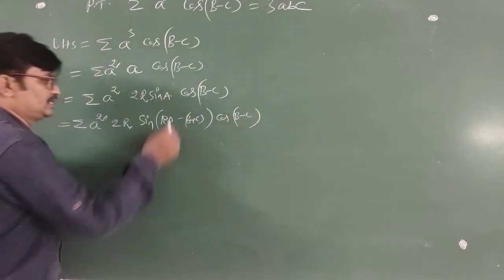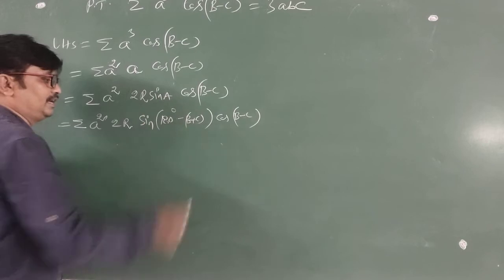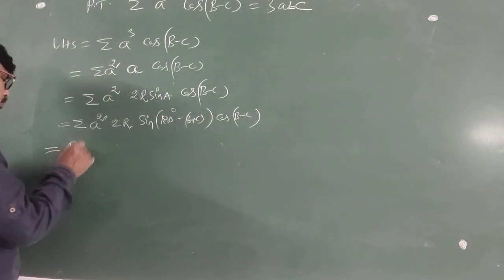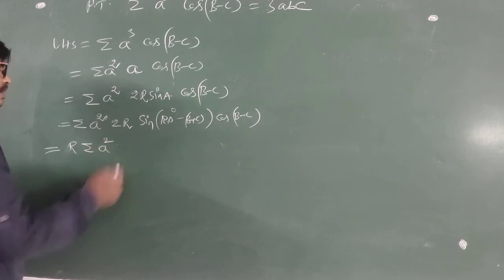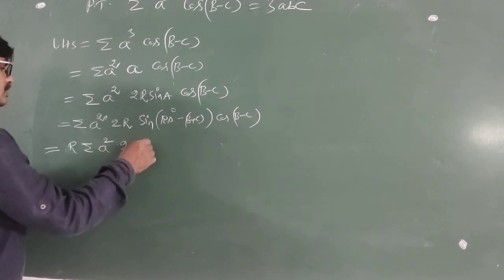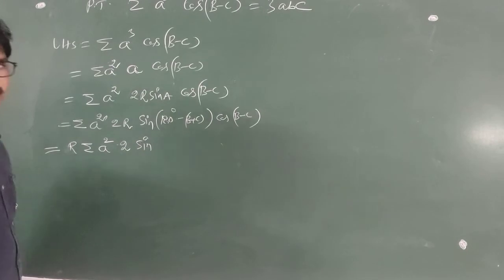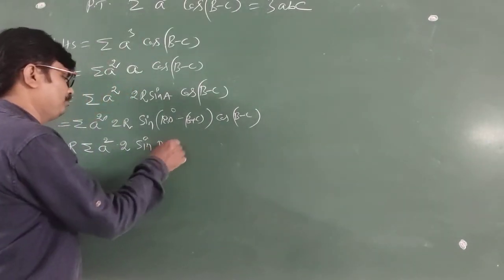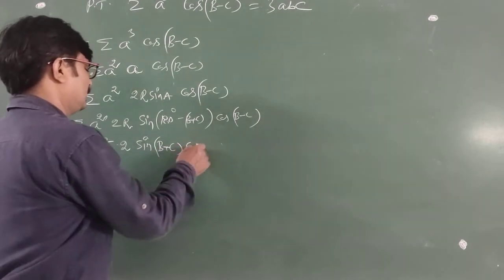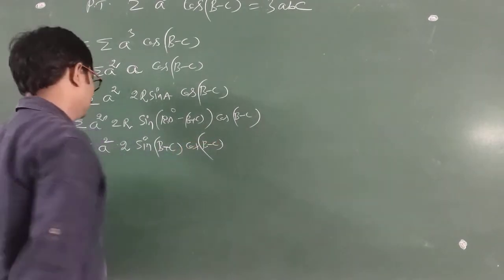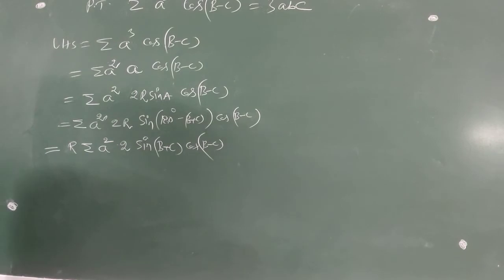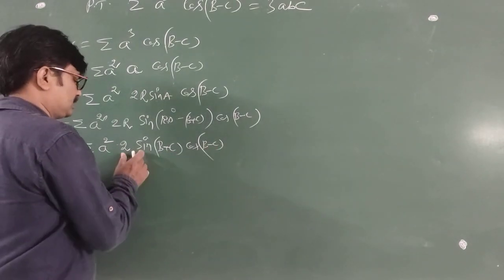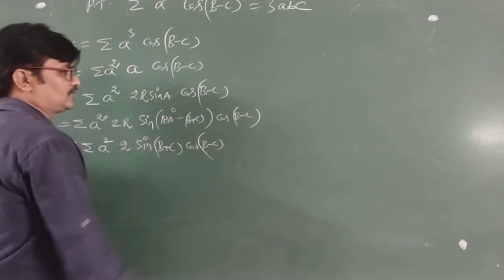Cos of (B minus C). Sin 180 minus A can be written as sin of (B plus C). So students, R into sigma a square, this is sin of (180 minus theta), which lies in the second quadrant, that is sin theta. Sin of (B plus C) cos of (B minus C). Dear students, what we observed here is 2 sin(B plus C) cos(B minus C). This is compared with 2 sin A cos B.